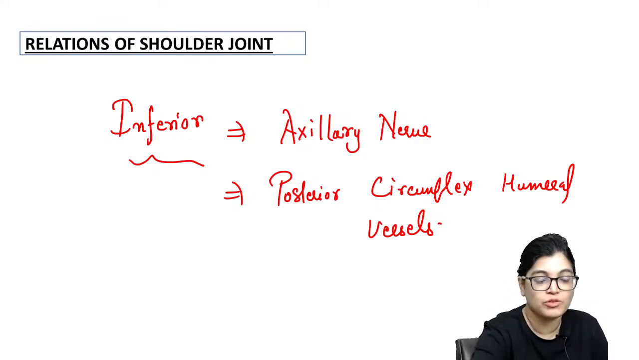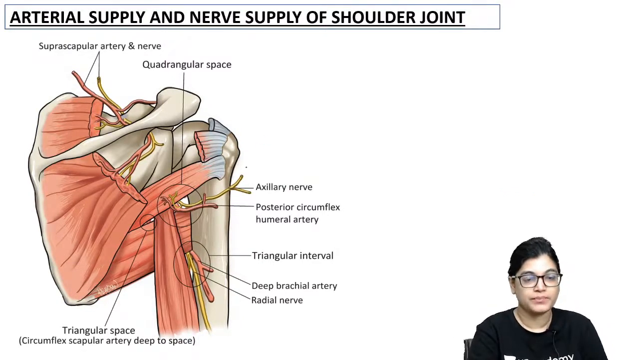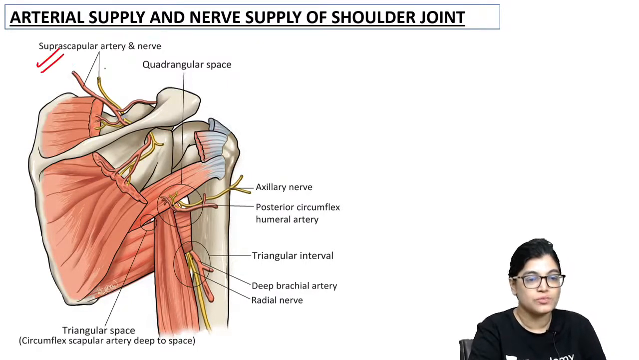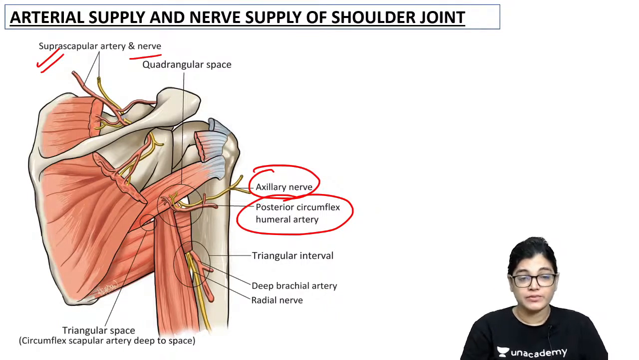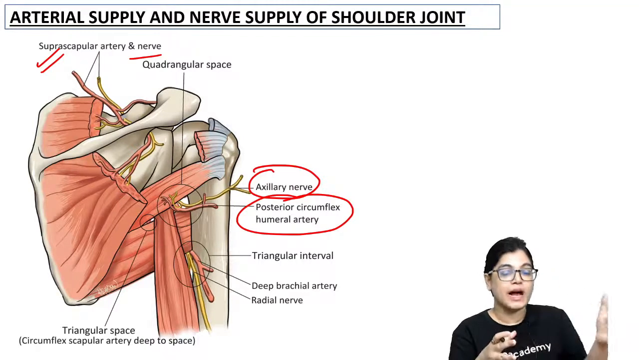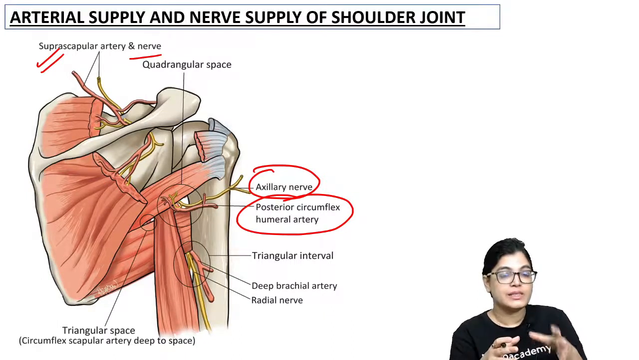Thereafter, moving to the next. Now coming to the arterial supply and nerve supply of shoulder joint. This is the diagram in which you can see the important arteries and nerves in relation to shoulder joint, that is the suprascapular artery and nerve, which pass through the suprascapular notch and the spinoglenoid notch as shown in the diagram. Also you can see the axillary nerve and posterior circumflex humeral artery. These structures are definitely giving innervation and arterial supply to shoulder joint.